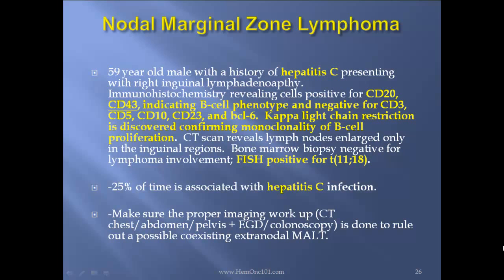CT scan reveals lymph nodes enlarged only in the inguinal region. Bone marrow biopsy negative for lymphoma involvement, and FISH positive for translocation 11-18. Remember that translocation, 25% of the time is associated with hepatitis C infection. Make sure the proper imaging workup is done, including CT chest, abdomen, and pelvis, EGD, colonoscopy, to rule out possible coexisting extranodal MALT.